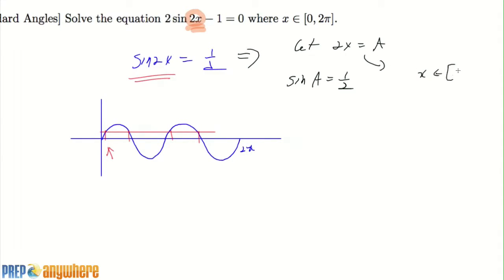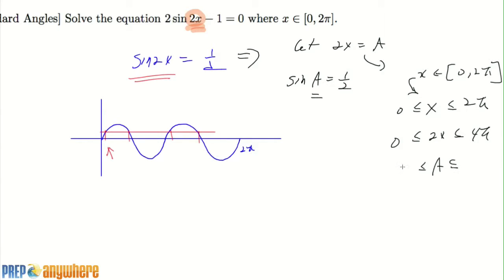x is between 0 to 2 pi, right? So I want to know my domain for a, not x. Now, a is 2x. So right now, in inequality, it's basically this. This is the same thing as this, right? So if I want 2x, everything needs to be multiplied by 2, so you get 0 to 4 pi. In other words, a is between 0 to 4 pi.